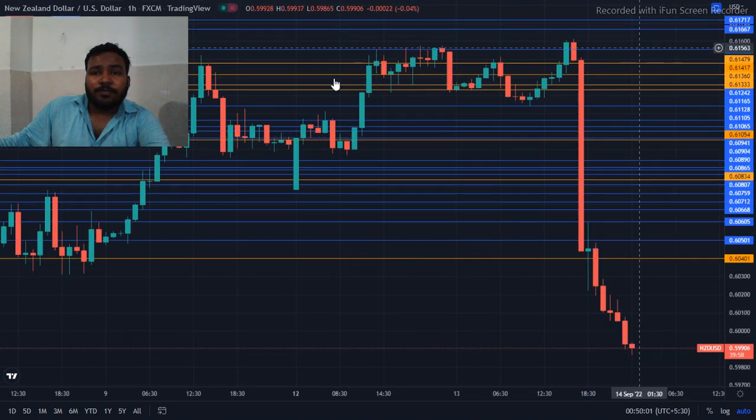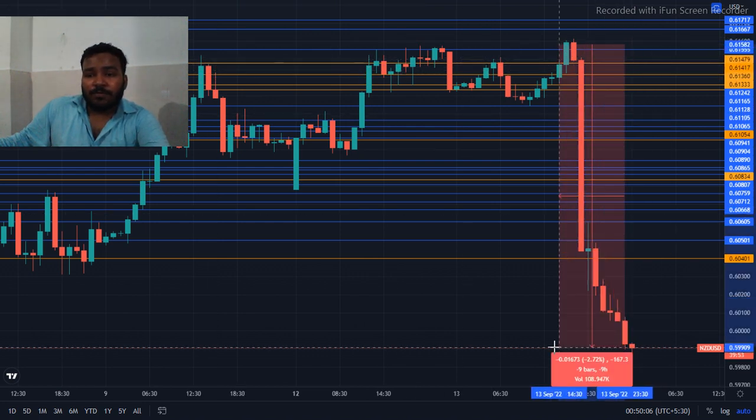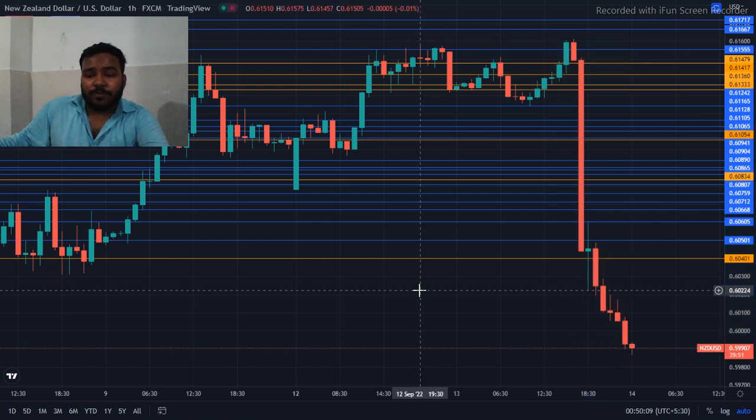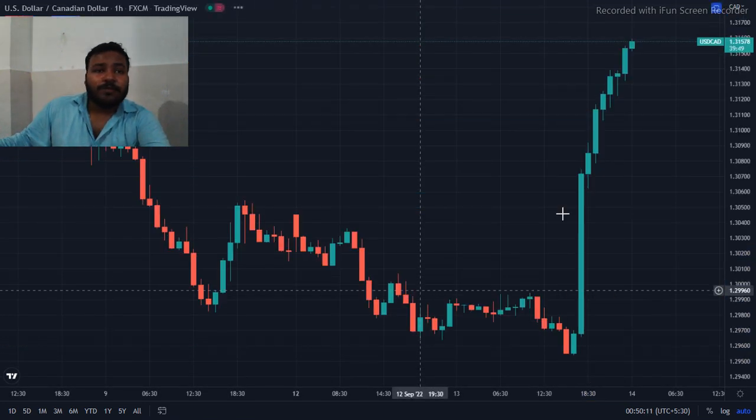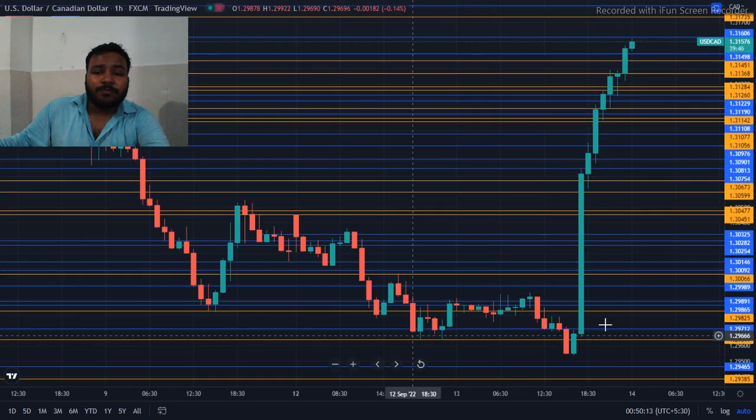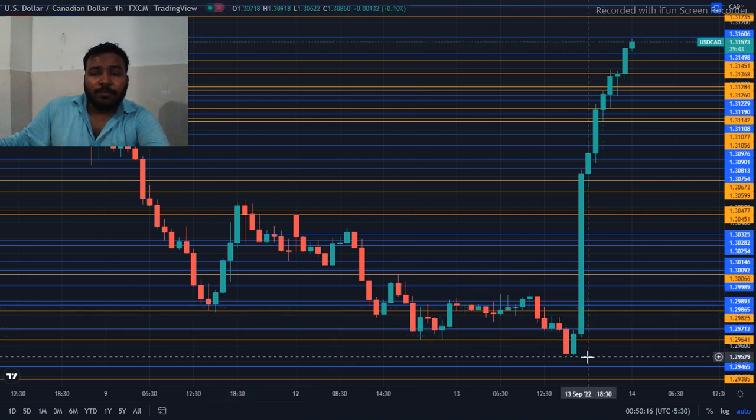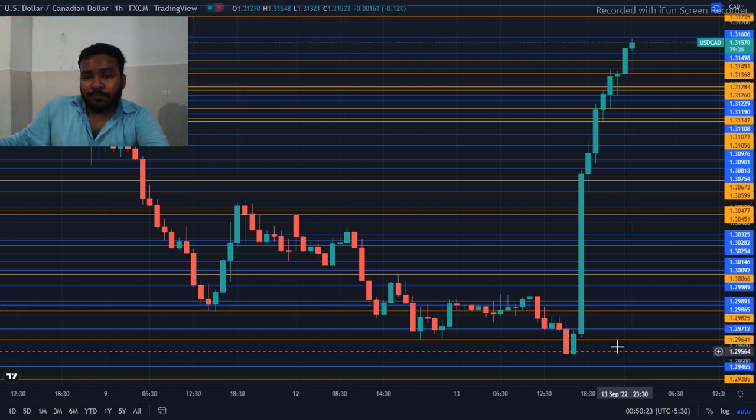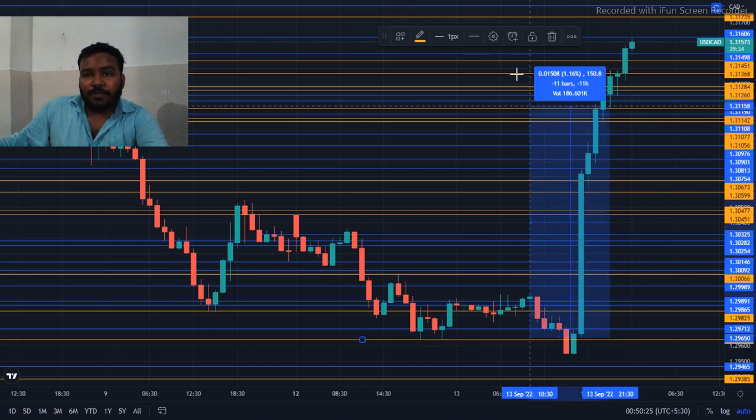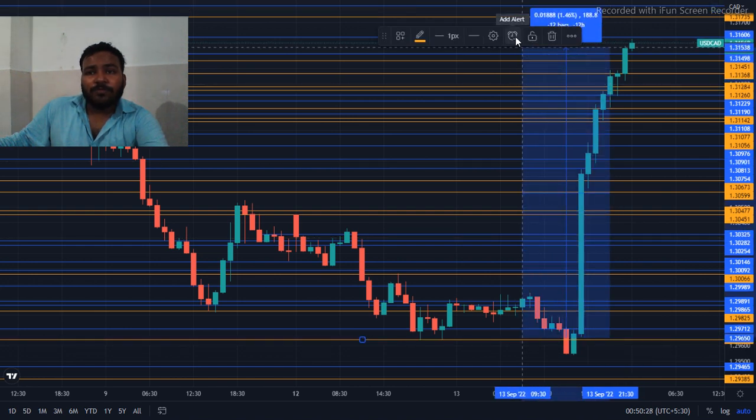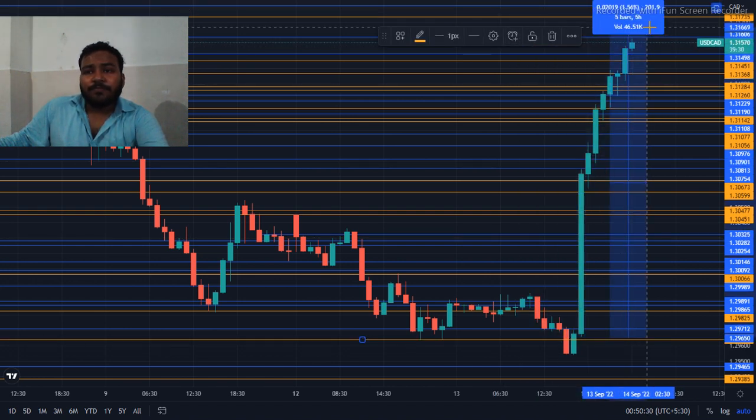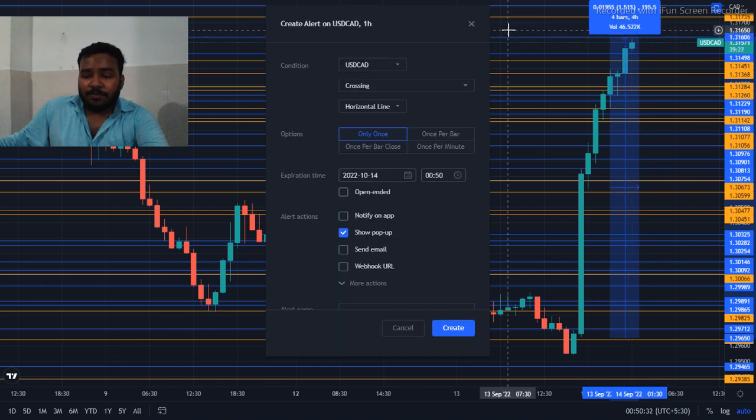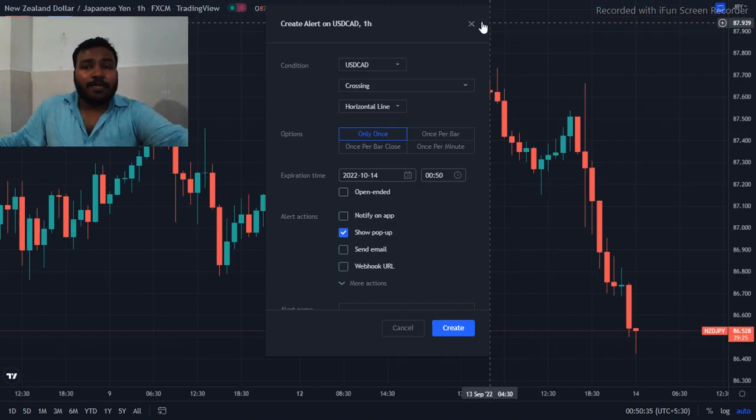NZD USD. See, and here also triple top formation, and again a good trade, 2.7%. Staying level to level. See, USD Canadian dollar. Here also see triple bottom. Today you can see examples of triple top and triple bottom. This is triple bottom. All right, we entered here. See, still going. How much? 1.5%. Okay, so this is the beauty of learning technical analysis.